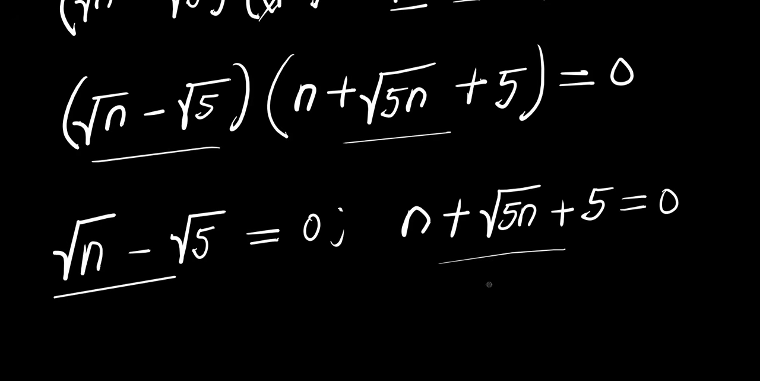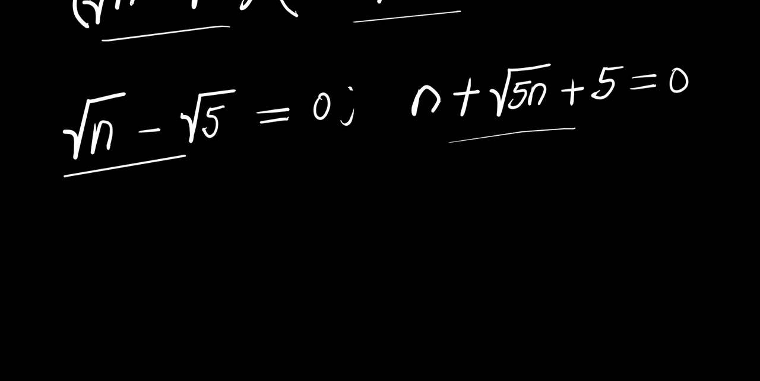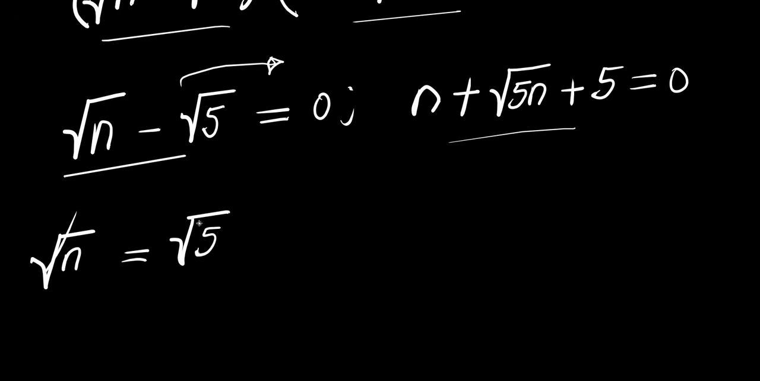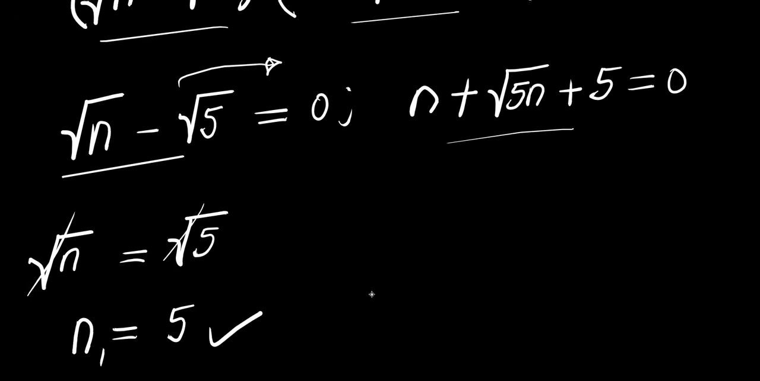Let's solve these individual equations. For this one, I simply move this over here. Square root of n equals square root of 5. This eliminates this. I have n equals 5. That is my first solution.